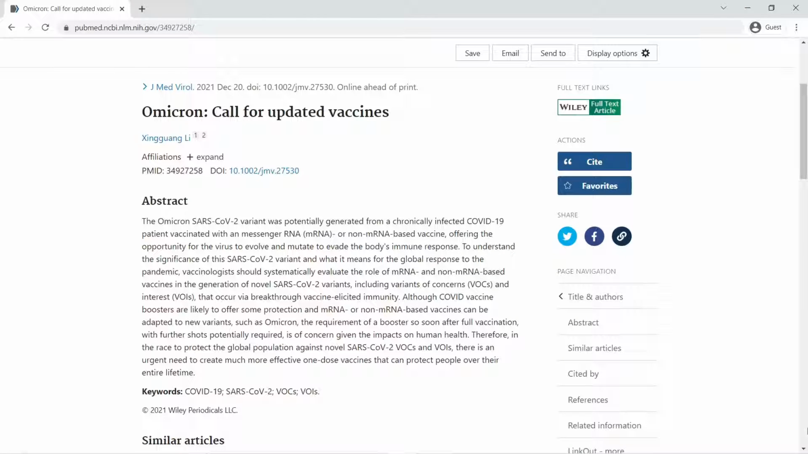For literary takes on the matter, there have been papers much like the one presented here by this individual, which outlines the importance of an updated vaccine. Now, this is the paper that states the speculation of how the Omicron variant came to be, and it states that the Omicron variant has a resistance to non-mRNA or mRNA vaccines that makes it seem as if the strain did arise from a vaccinated individual who was infected.